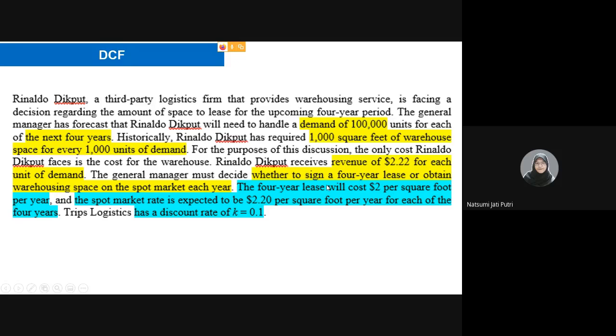The 4-year lease will cost $2 per square foot per year, and the spot market rate is expected to be $2.2 per square foot per year for each of the 4 years. Trip Logistics has a discount rate of 0.1.